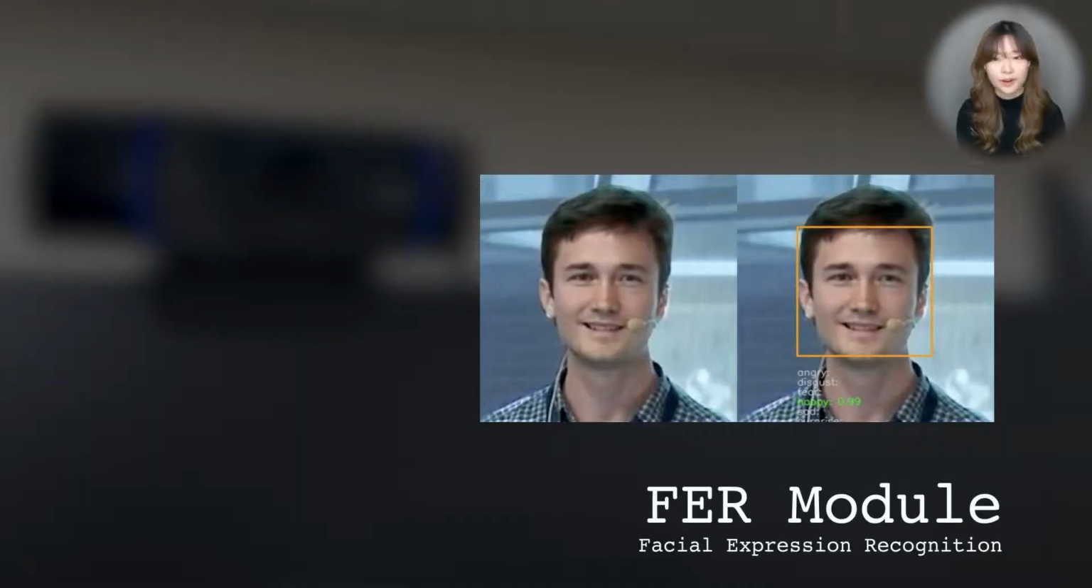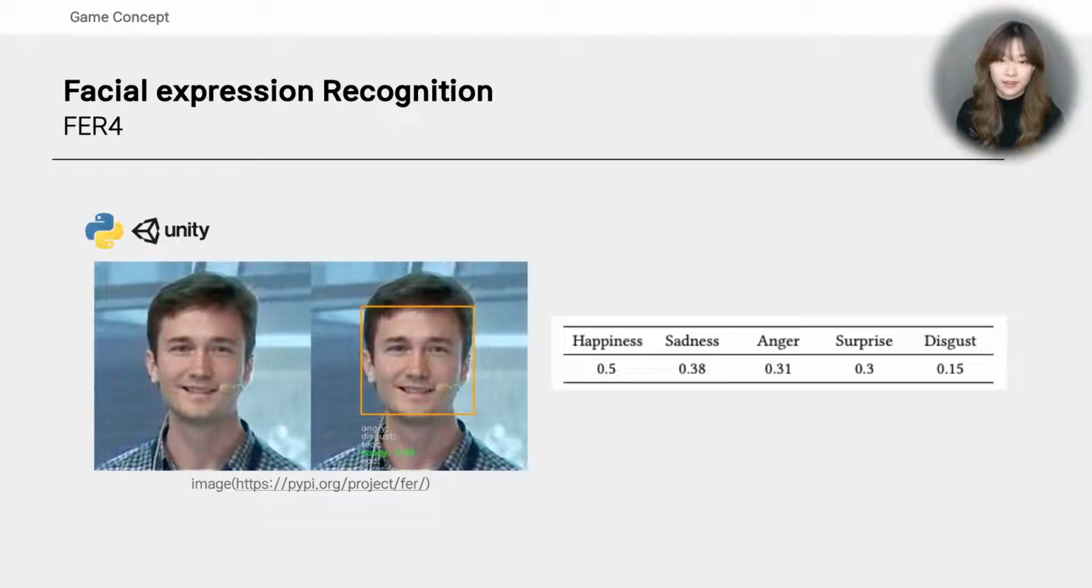For the recognition part, we use the FAR4 module implemented in Python. It computes statistical confidence scores over 7 emotions, 6 basic emotions and 1 neutrality, from a given face image, so that each confidence score is in a range between 0 and 1.